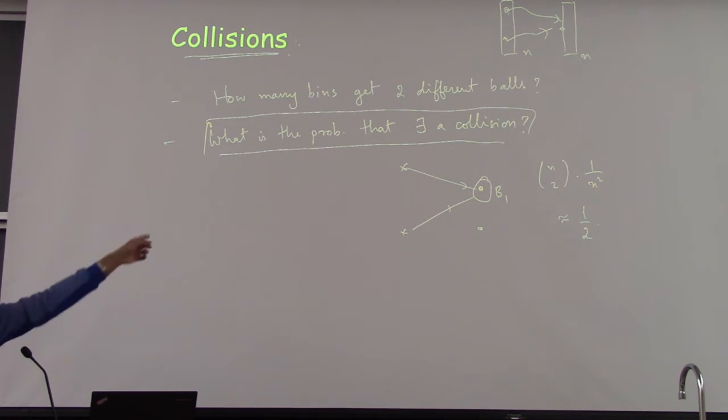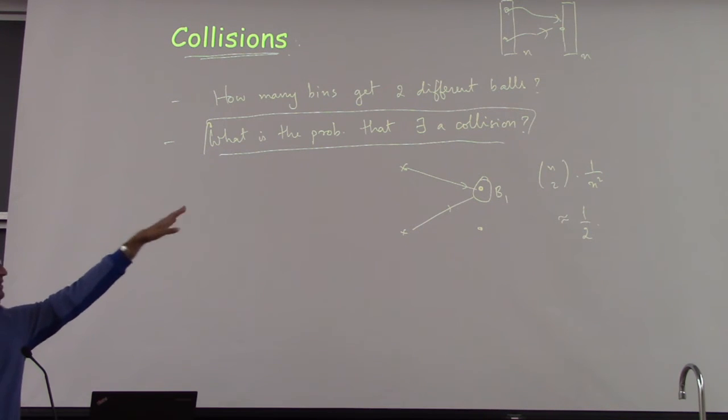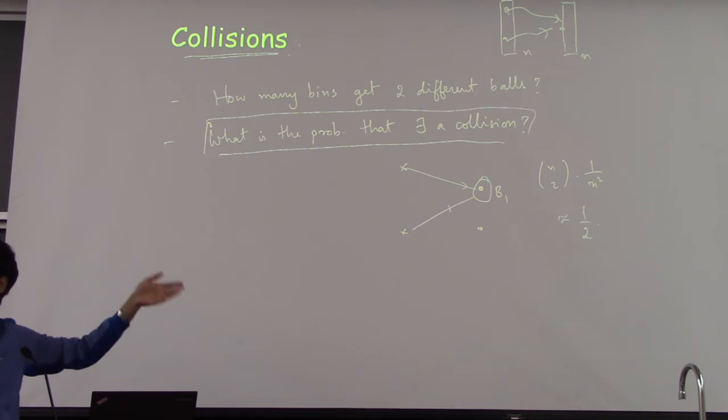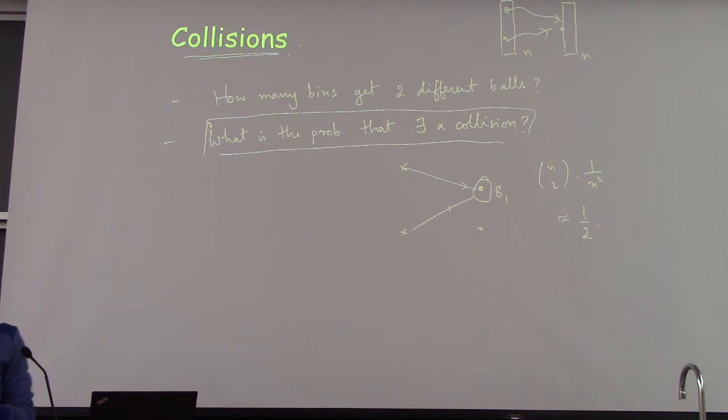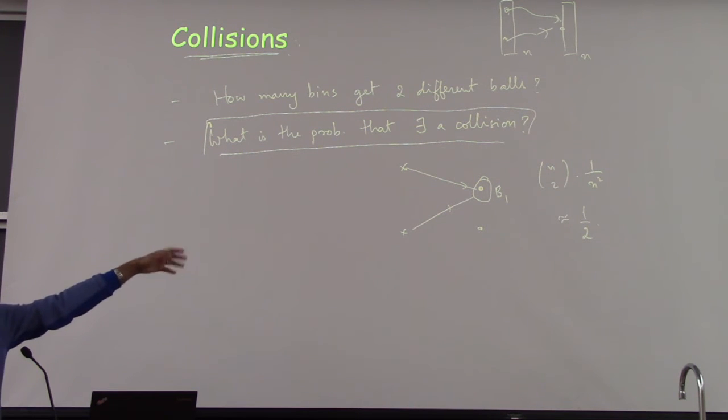What I'm asking here is, does there exist even one bin that has two points? And what this is saying is that I actually expect a lot of bins, because the probability that one specific bin has two balls is around half. So that's why you expect there to be a lot of bins.